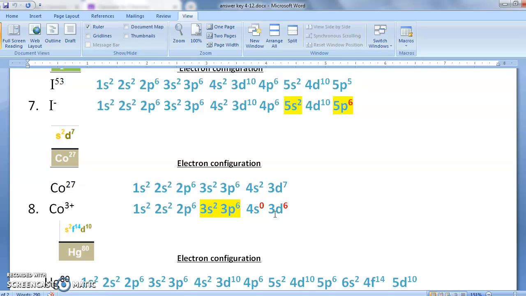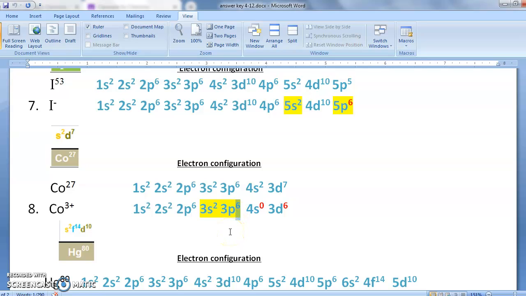Does that help cobalt satisfy the octet rule? Well, it just lost its fourth level. So now the only level left on the outside is the third level. How many does it have in the S and P, which are the sublevels that give it stability? 2 in the S, 6 in the P. 2 and 6 is 8.